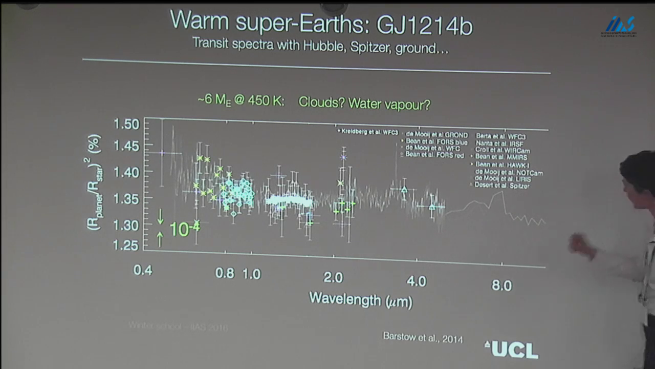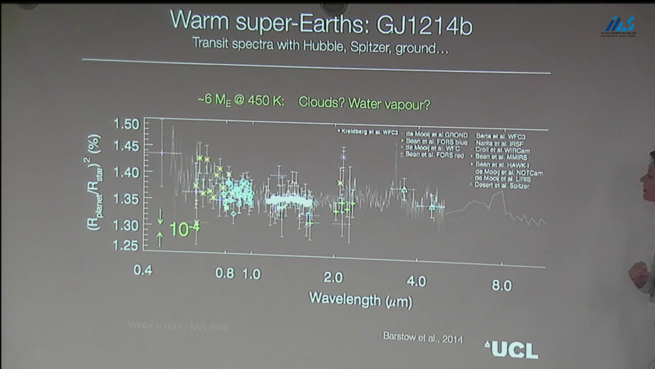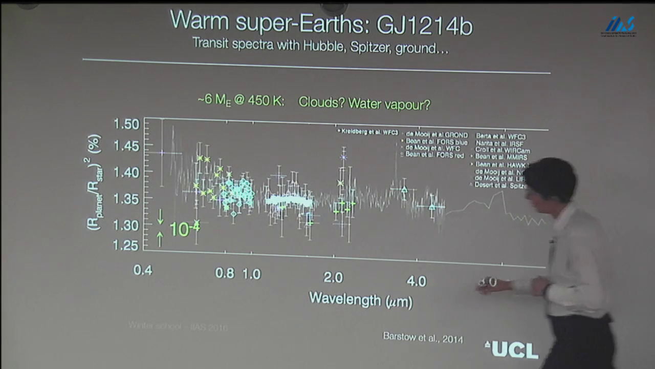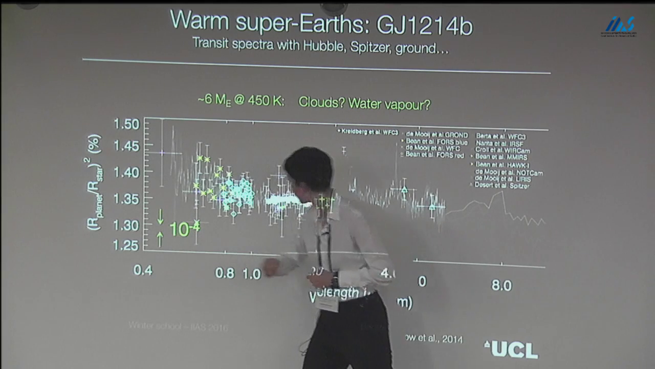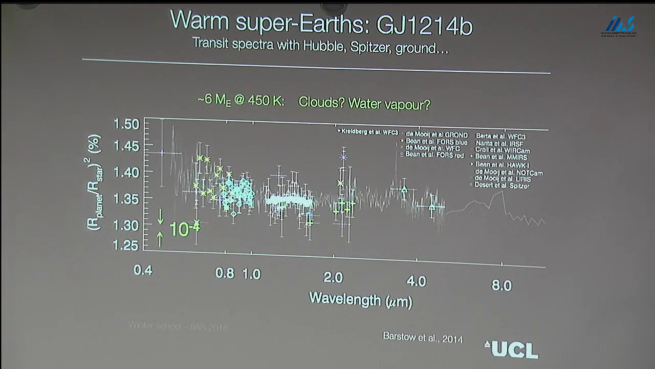Now, as you can see, compared to the spectrum of the hot Jupiter, this is certainly a much more challenging type of observation. If you look at the level of precision that you need, this is 10 to the minus 4 here, to really understand all the spectral features. This is much more challenging. Also, the star is relatively faint, so it's clearly not very easy.